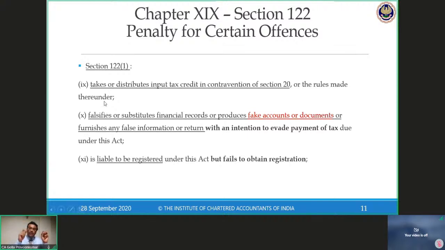Is liable. Who is liable? A person. Who is that person? A taxable person. Always refer back to the beginning of Section 122. It says a taxable person. When I say taxable person, it means already registered, or liable to be registered. A person who is liable to be registered is also covered under this Act, but fails to obtain a registration.